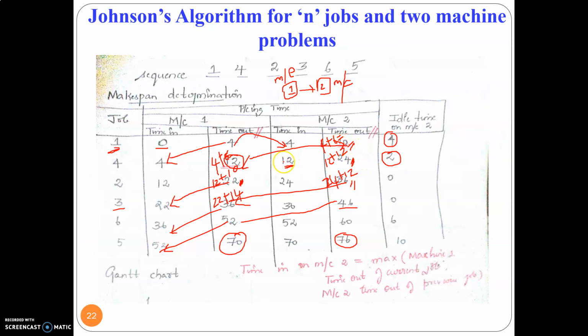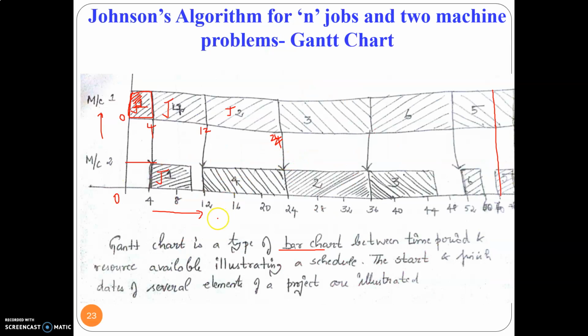Then from 10 to 12, that's a 2 minute idle gap, right? From minute 10 to 12 it remains idle because job 4, the next job, enters machine 2 only at the end of the 12th minute. So from 10 to 12, the rectangle will be blank. This represents the idle time. Then job 4 is on the machine from the 12th minute to the 22nd minute. Then from the 24th minute to the 36th minute, the next job is being processed. Then from the 36th minute to the 46th minute, job 3 is being processed. Then from the 46th minute to 52, machine 2 is idle.